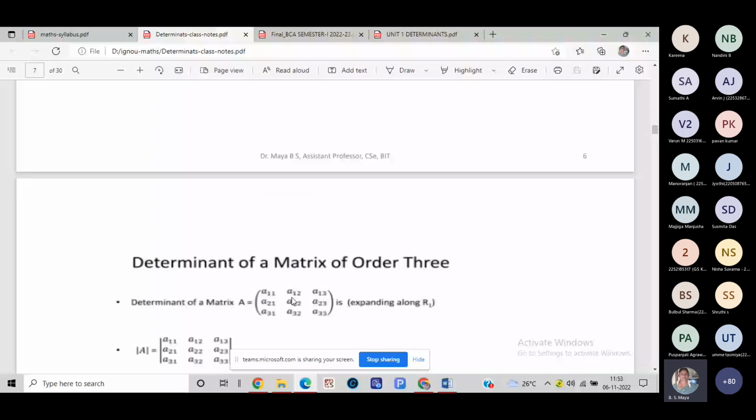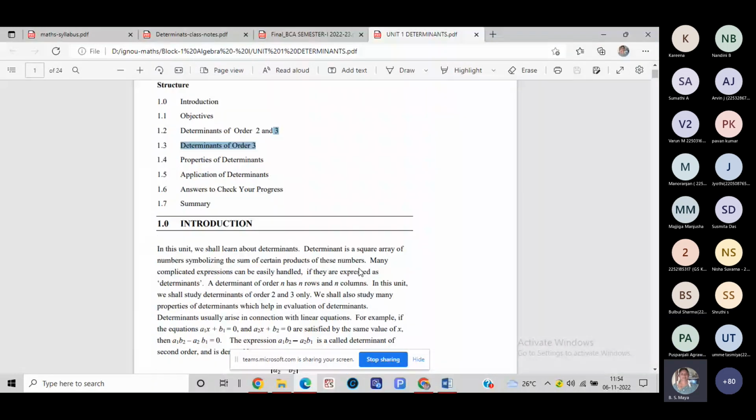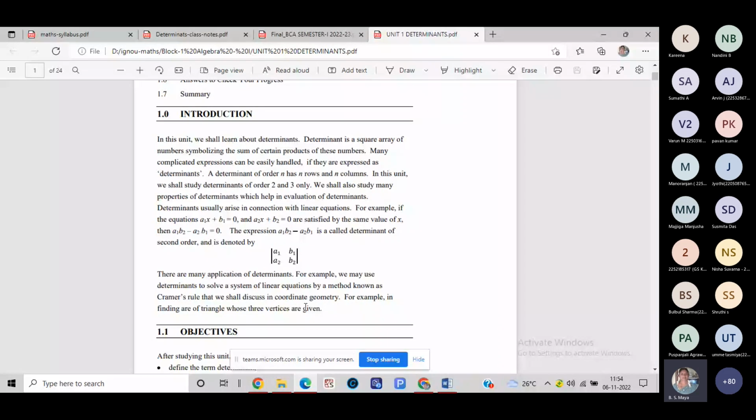Yes, ma'am. I will do one more problem, and later I will go for the next one. See what I did now. This one is only the determinant of A1, B1, and I will go for this. Can you take this one?